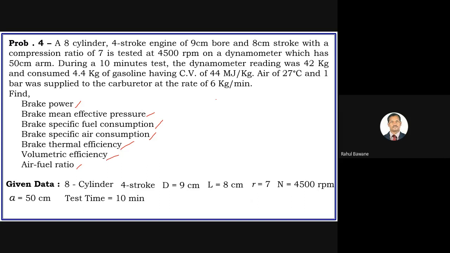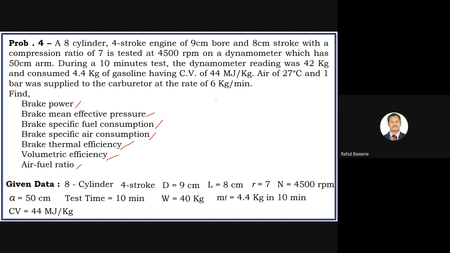So whatever be the consumption of water or fuel, it is for 10 minutes. The dynamometer reading was 42 kg. So load already given, 42 kg. Consume 4.4 kg of gasoline. So mass of fuel is 4.4 kg, but this is for 10 minutes. Calorific value is 44 megajoule per kg. We have to convert into kilojoule per kg.